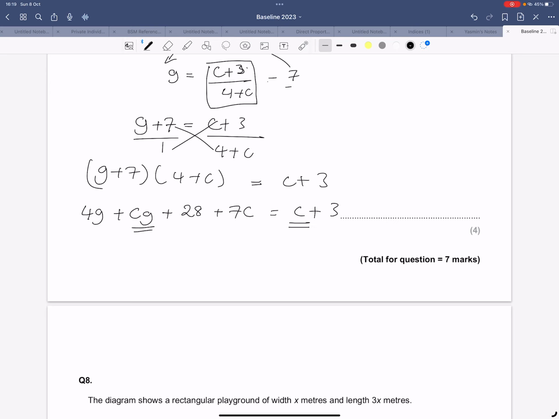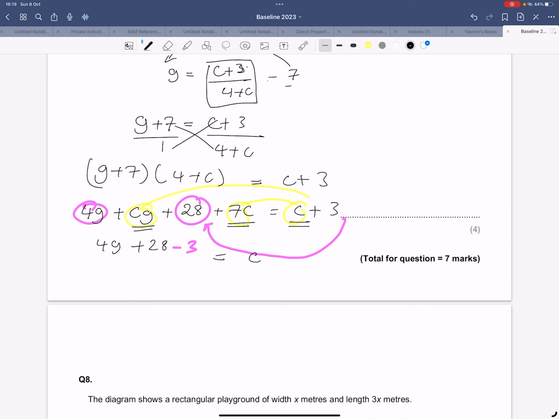That means they have to become closer, okay? And also C here as well. So what we're going to do is leave 4G plus 28. I'm going to leave these two on here, this one and this one. And this one and this one and this one I'm going to send over. So I'm going to send this over here. And finally, the 3, I'm going to send it to this side. So we're left with minus 3, okay, equals C minus 7C minus CG.